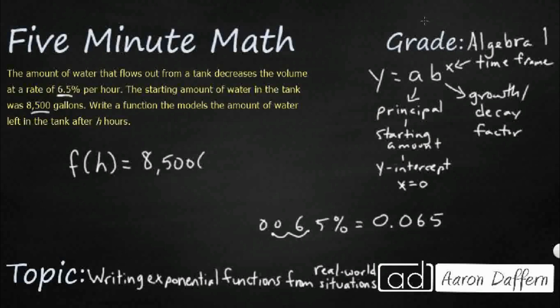What we need to do is take this away from 1, because we want to keep that starting amount in there. If we just do the 0.065, that's going to show us how much it goes down, but doesn't keep the original in there. So we need to subtract this from 1, and you're going to get 0.935. That's our actual factor. So we put that in there, 0.935, take it to the h power, and that is how we would write it.